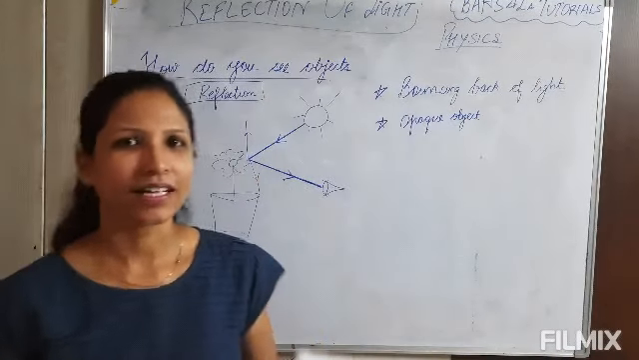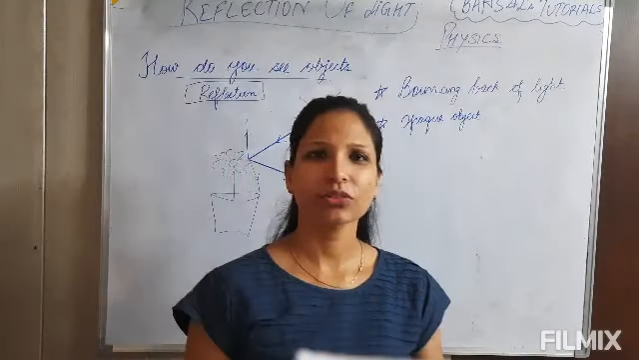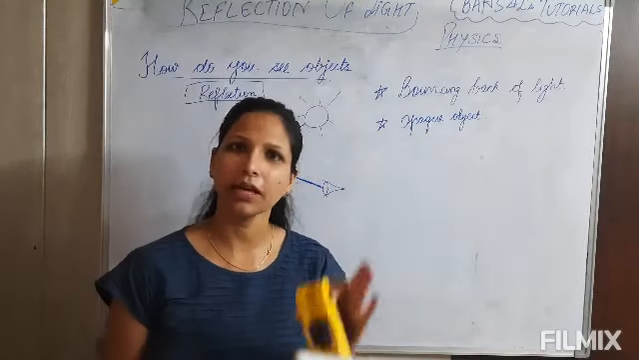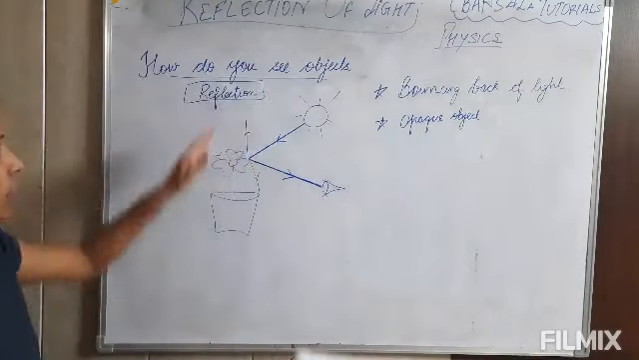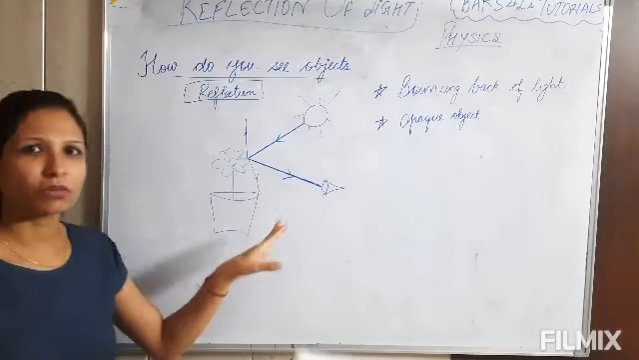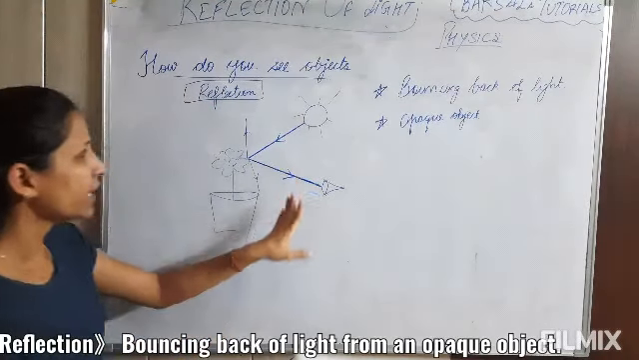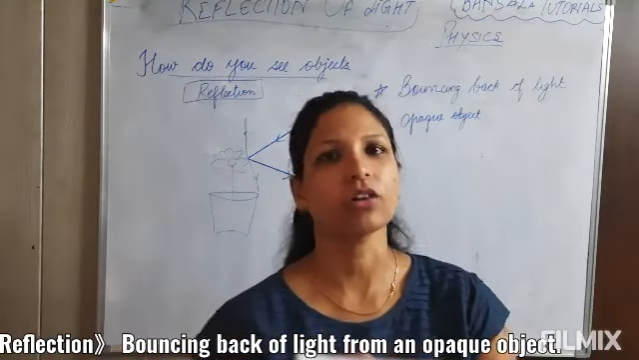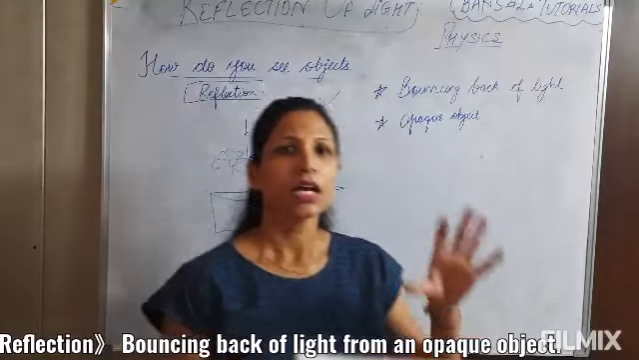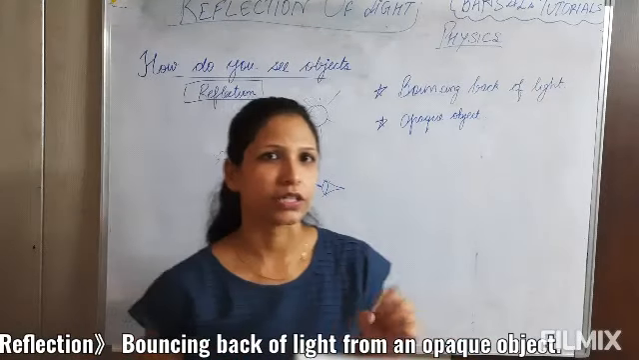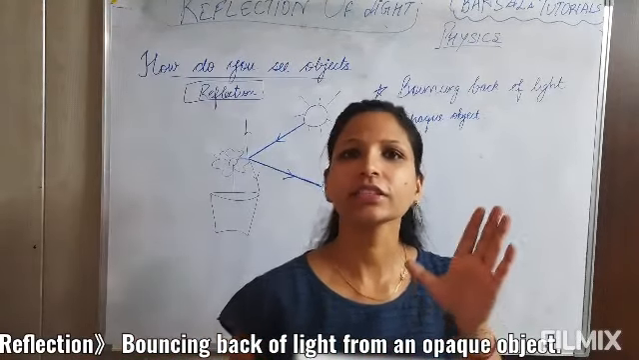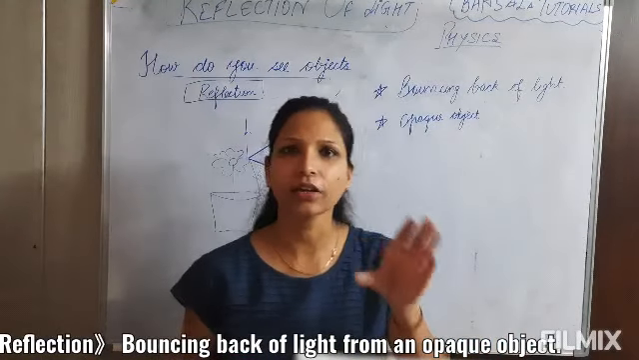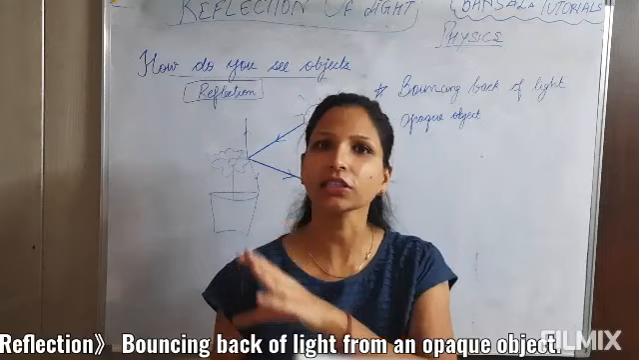As I told you, the non-luminous objects are those which are seen only when a light ray falls on them and they reflect the light. So how do you see these objects? With the phenomenon of reflection. Let me explain what reflection is. Reflection is the bouncing back of a light ray. It means if there is an opaque object, remember reflection always takes place on an opaque object. An opaque object is one which cannot allow light to pass through.